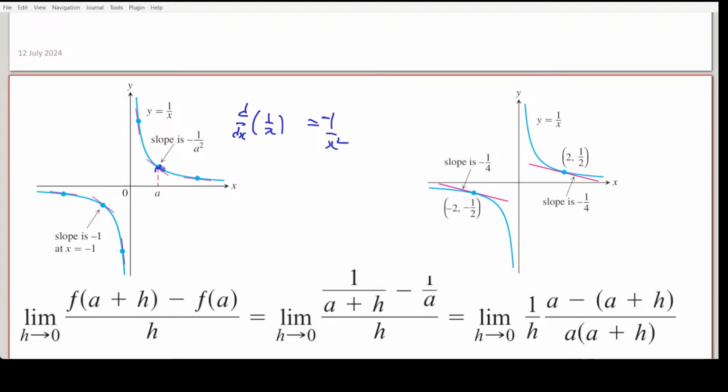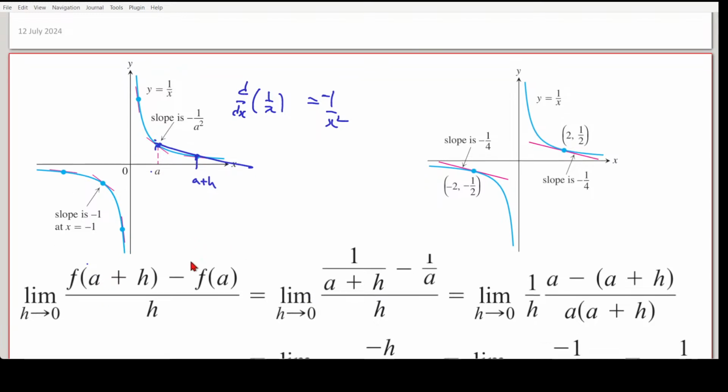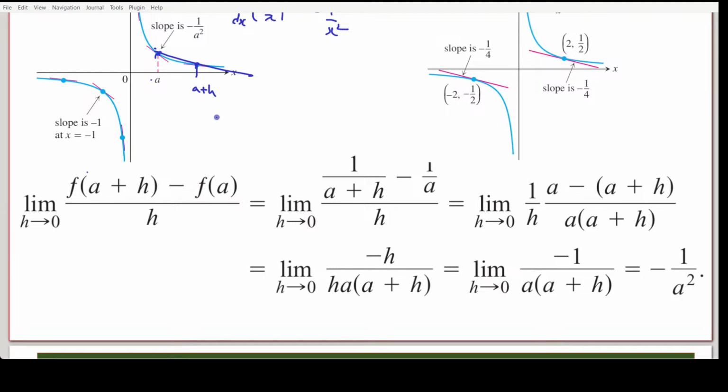We'll take a point here and we'll take this line. This is a plus h, right? y2 minus y1 by x2 minus x1. That's what we are doing here. y2 is f of a plus h, y1 is f of a. Okay, now what is f of a plus h? f of x equals 1 by x. f of a plus h should be 1 by a plus h, right? Minus what is f of a? f of x is 1 by x, so it should be 1 by a, right?